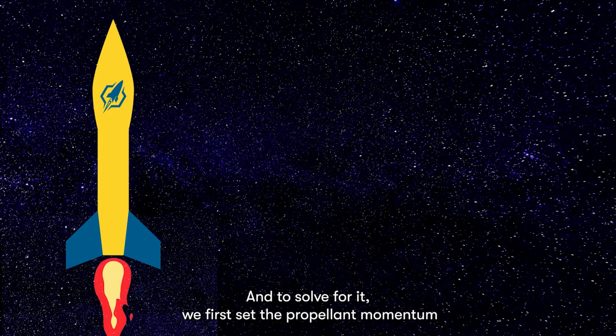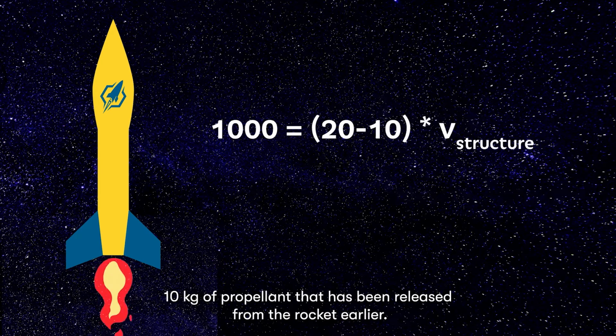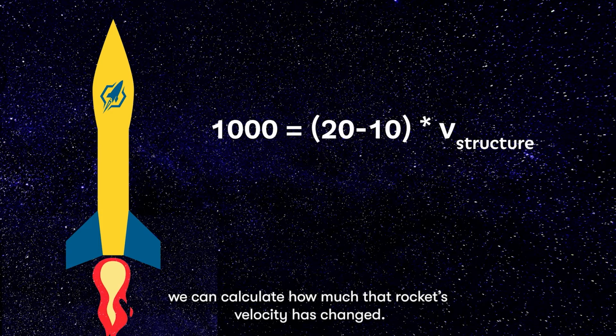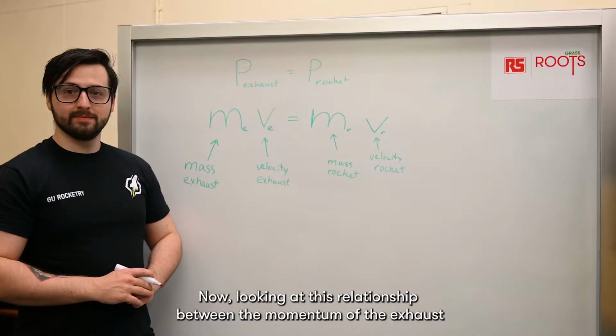And to solve for it, we first set the propellant momentum and the rocket momentum equal to one another. Then subtract that 10 kilograms of propellant that has been released from the rocket earlier. And then using this new mass, we can calculate how much that rocket's velocity has changed.